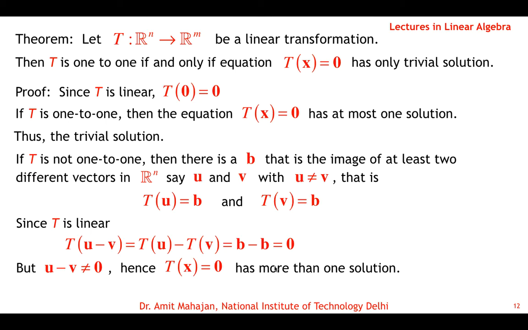So this is one theorem. Remember, whenever T is a one-to-one transformation, the homogeneous system should have only the trivial solution. It also easily tells us that the homogeneous system should not have a free variable, which is the same as our previous result.